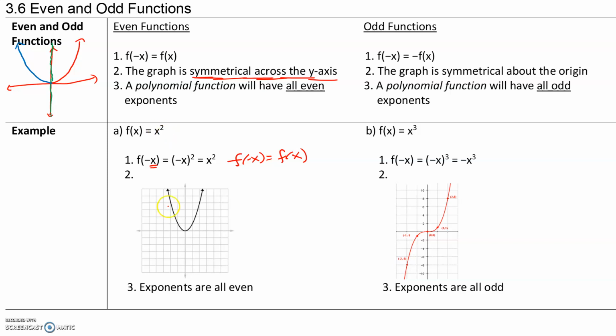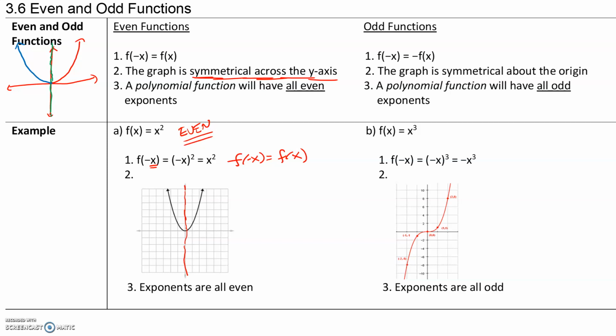If you graph the function f of x equals x squared, it looks like this, and this is symmetrical across the y-axis. In other words, if you take the y-axis, it looks like a mirror image on both sides of it. And the exponents are all even. Therefore, f of x equals x squared. This is an even function.